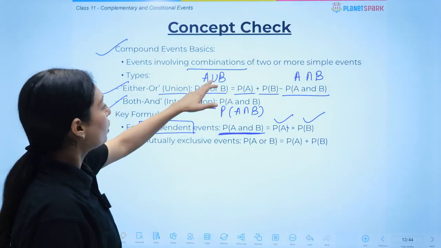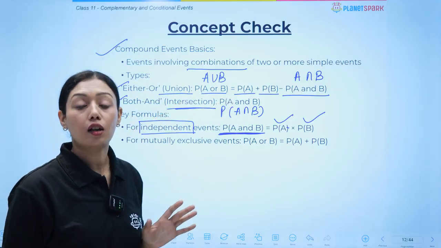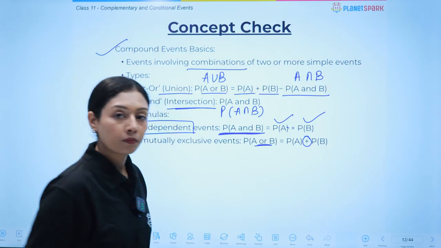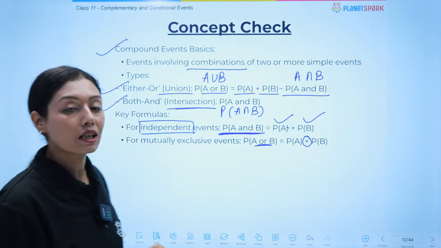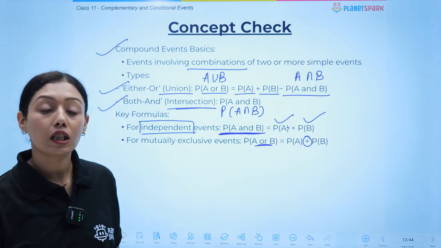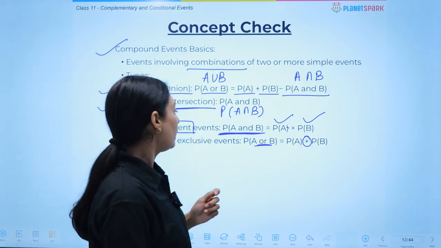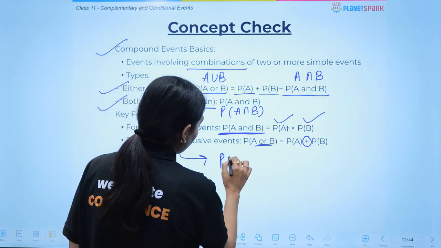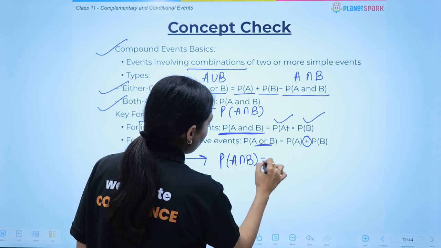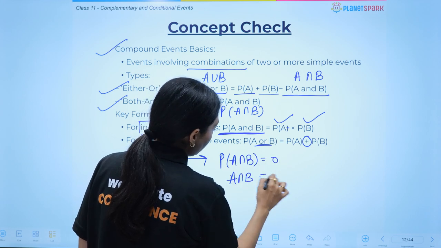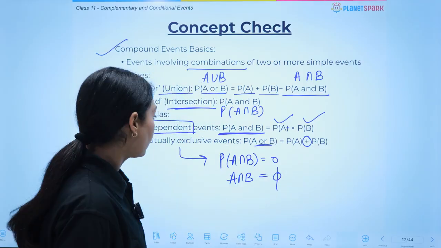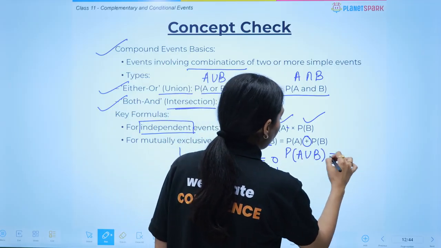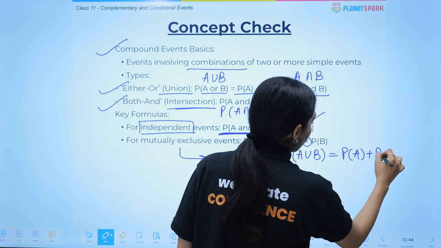Okay, or means union when the events are not independent. If they are independent, then or means addition. So when mutually exclusive events are there, the intersection part is 0. Mutually exclusive means probability of A intersection B is 0, or we can say A intersection B is a null set. In that case probability of A or B, that is probability of A union B, will be probability of A plus probability of B.